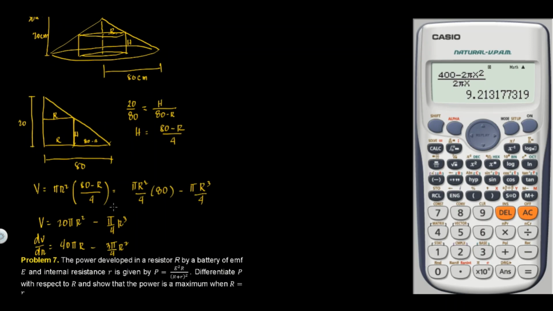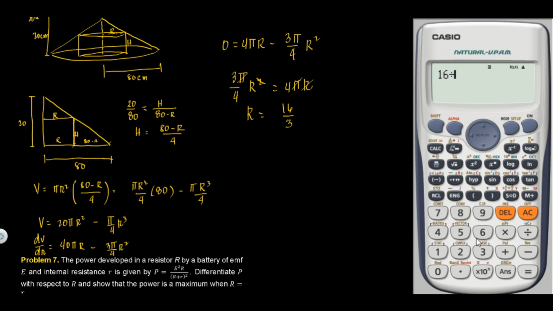Okay. So, equate this to 0, no? So, dito na lang sa taas. So, have 0 equals 4 pi r minus 3 pi over 4 times r square. Or 3 pi over 4 r square equals 4 pi r. Okay, pi cancel. And isang r. So, ang natira is 16 over 3. So, r is 16 over 3. Okay, so 16 over 3. 16 divided by 3 is 5.33. Okay, tama?